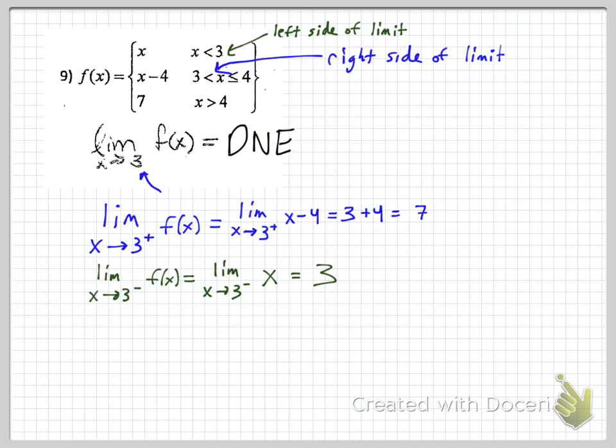That means this limit does not exist because, and you want to say something like this, this is actually the most concise way to write it, using the math symbols. Because the limit as x approaches 3 from the left is not the same as the limit as x approaches 3 from the right of this function.